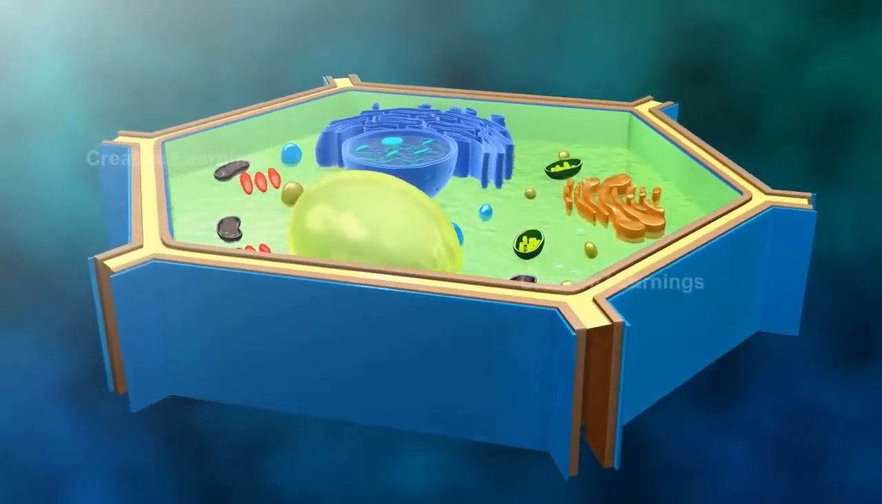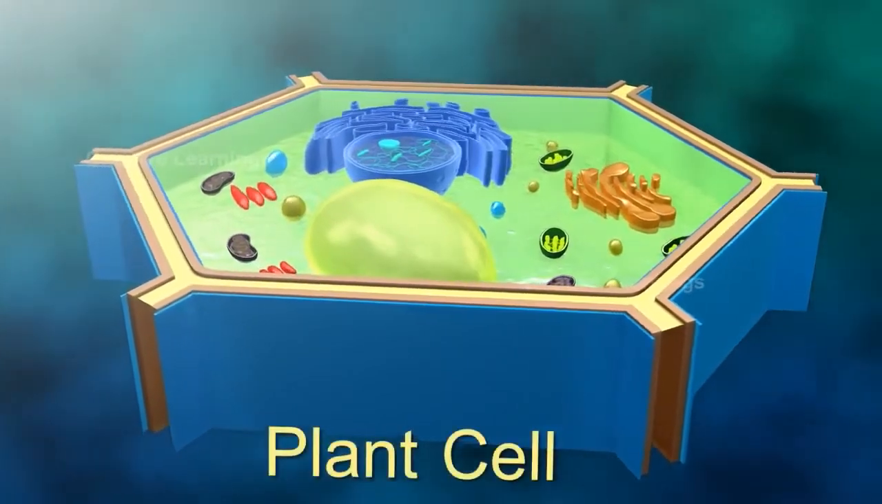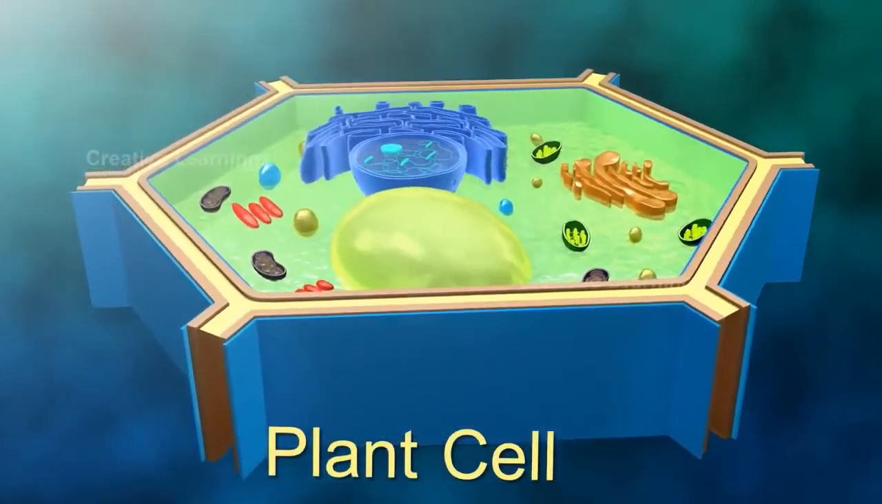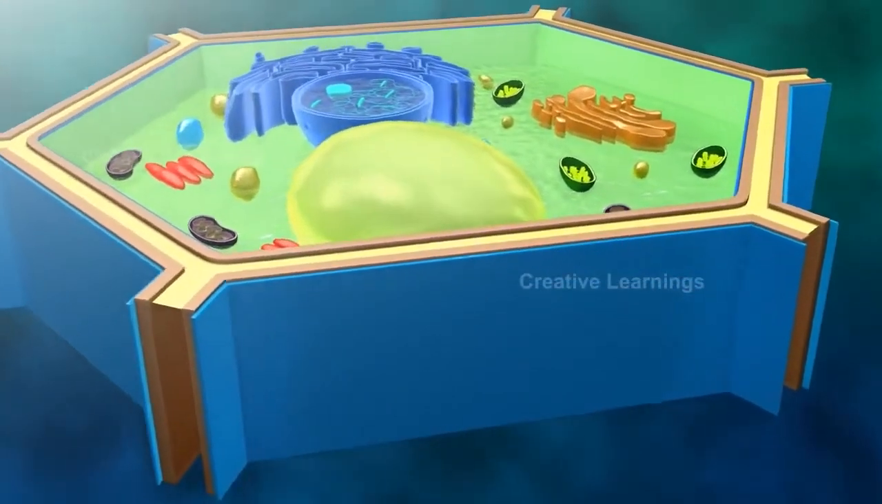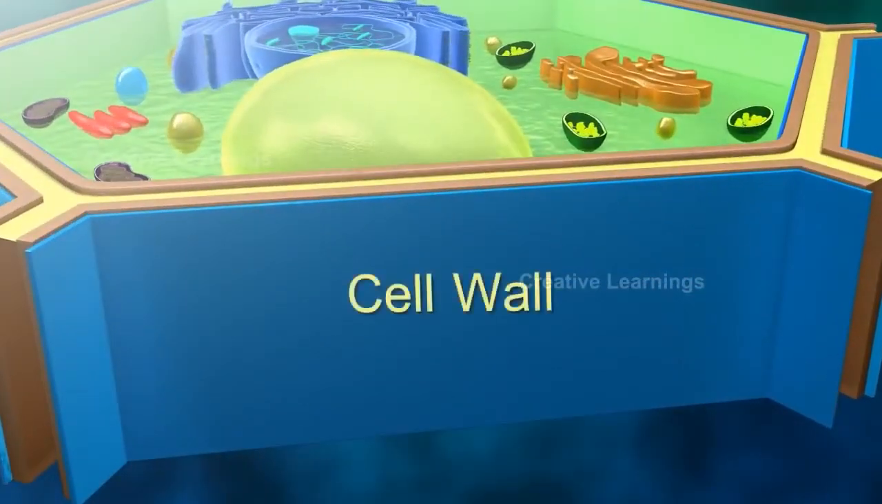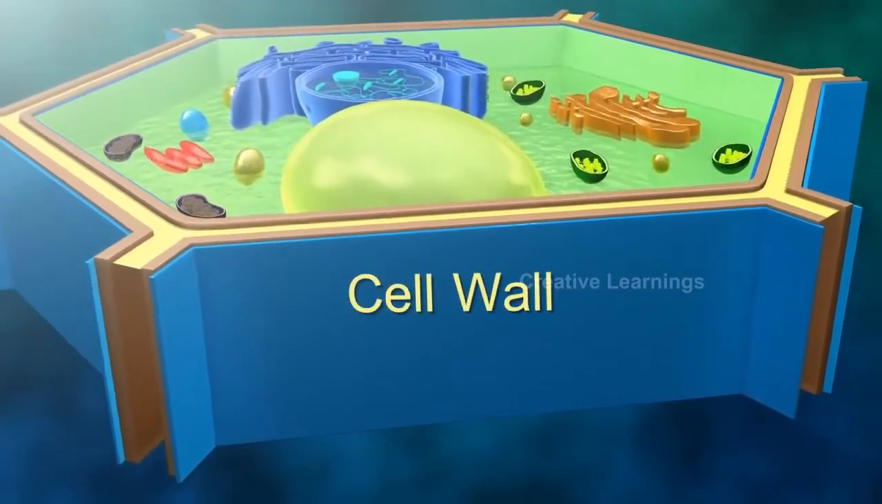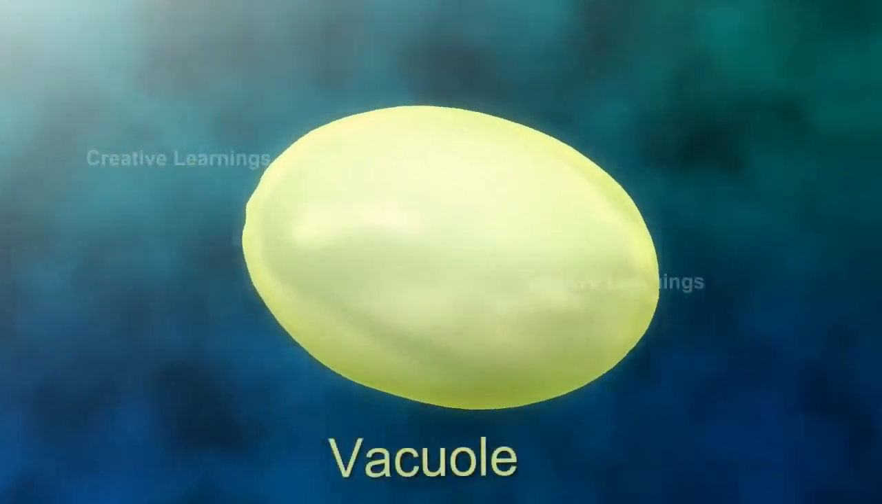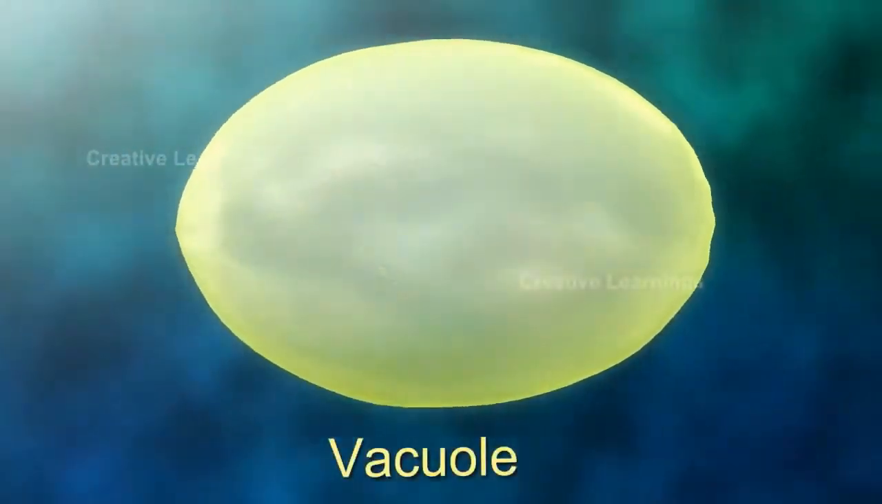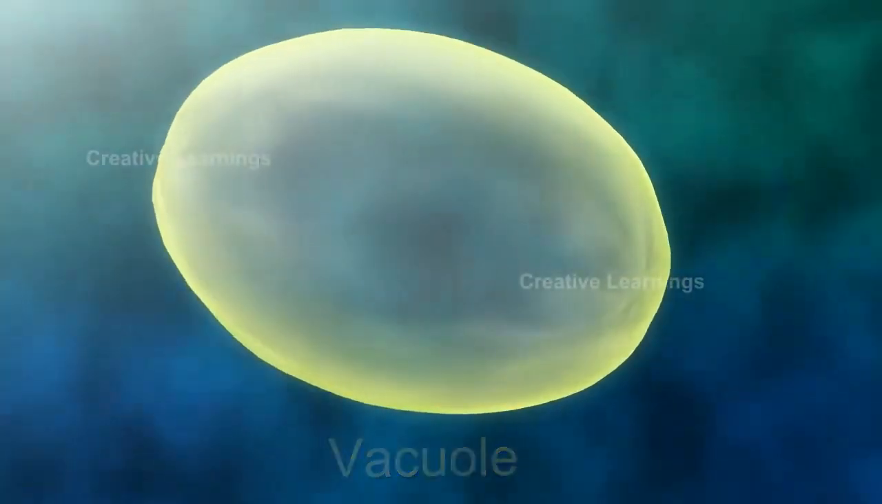Another type of eukaryotic cell is the plant cell. Both types of cells are very similar, but there are three distinct differences. Firstly, plant cells have a tough cell wall around their cell membrane, while animal cells lack a cell wall. Secondly, plant cells have a large central vacuole, whereas animal cells may have a few small ones.